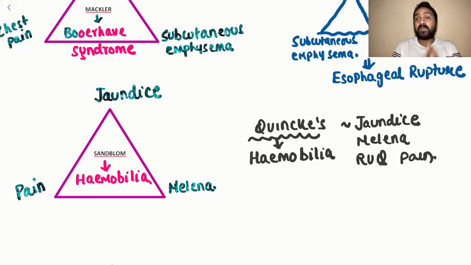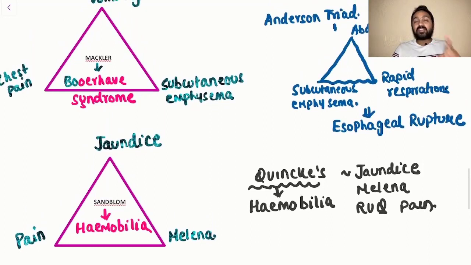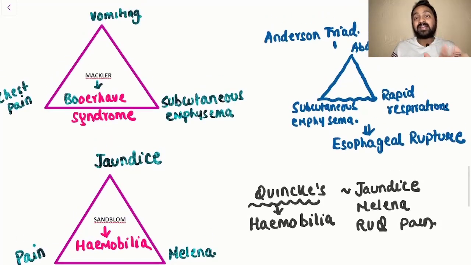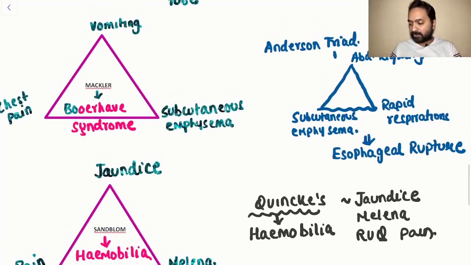So unlike what we had discussed in your esophageal rupture, where your Mackler triad and Anderson triad were different, over here Sandblom and Quincke's triad are not different. So what you need to remember is that Sandblom is another name of your Quincke's, and essentially the components of both the triads are same, right? So please do not get confused like in Mackler and Anderson. So that was the main purpose to write separately over here, so that it fits over here that yes, Sandblom and Quincke's are same, whereas Mackler and Anderson have some different components.